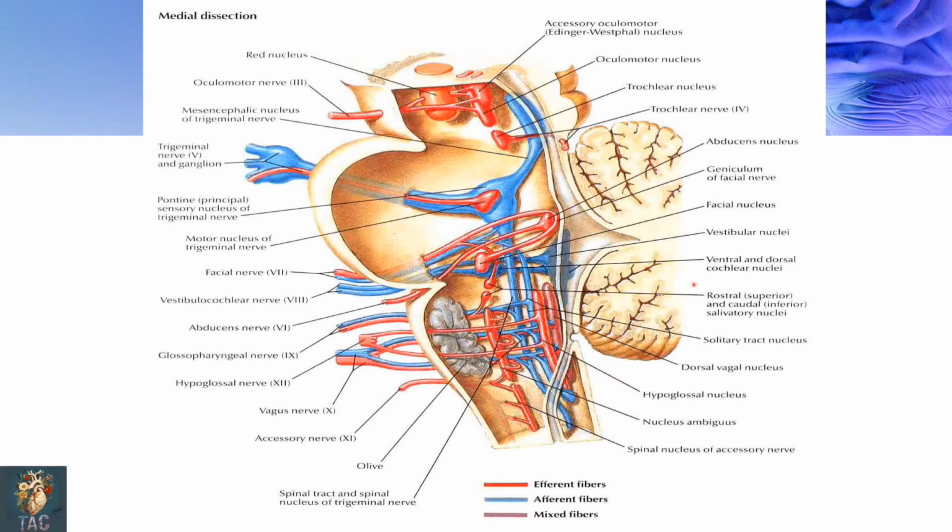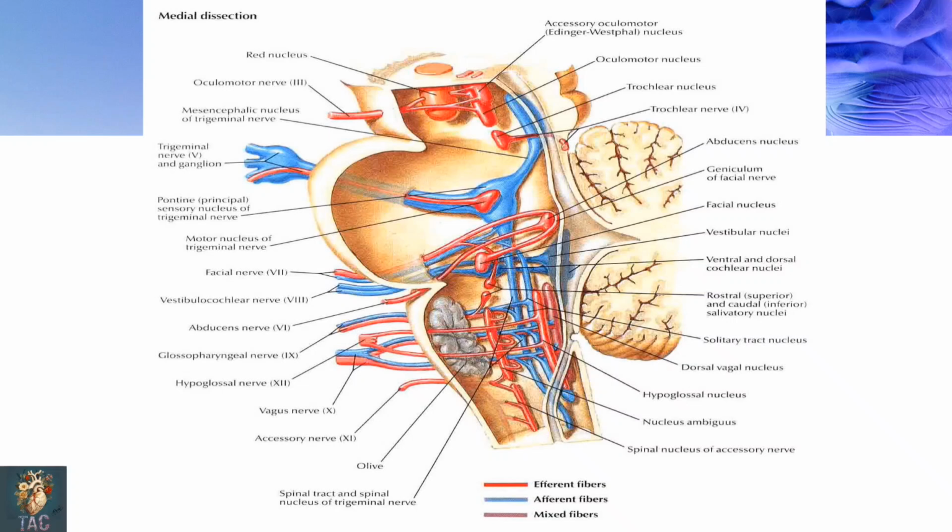Again, a beautiful diagram showing you the different nuclear groups of the cranial nuclei which are present. Starting from the brainstem, you can see this one is the Edinger-Westphal nucleus. It is the parasympathetic nucleus of the oculomotor nerve, and this one is the motor nucleus of the oculomotor nerve. Here you can see the trochlear nerve nucleus. These two nerves emerge from the midbrain.